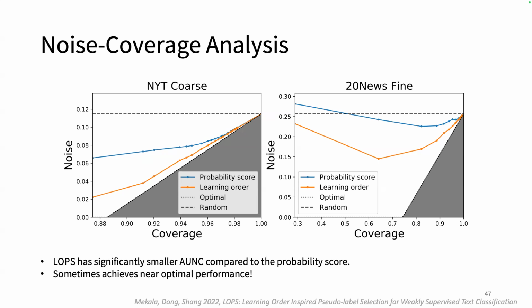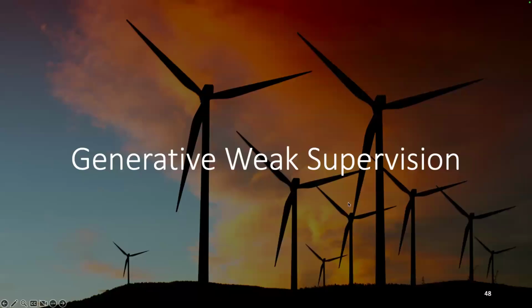So we observe that LOPS has a smaller area under the noise coverage curve compared to the probability score, and also achieves optimal performance sometimes, not all the times, but sometimes. Cool. Let's move on to the next part, generative weak supervision.